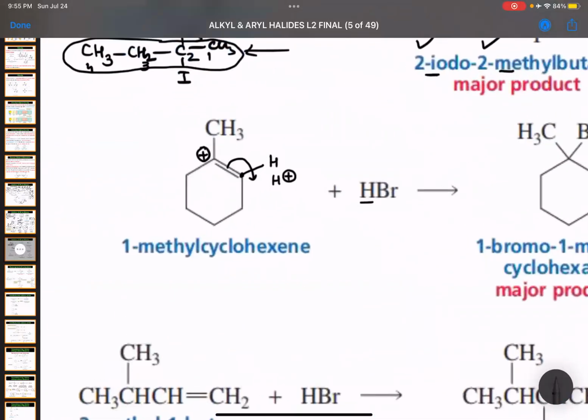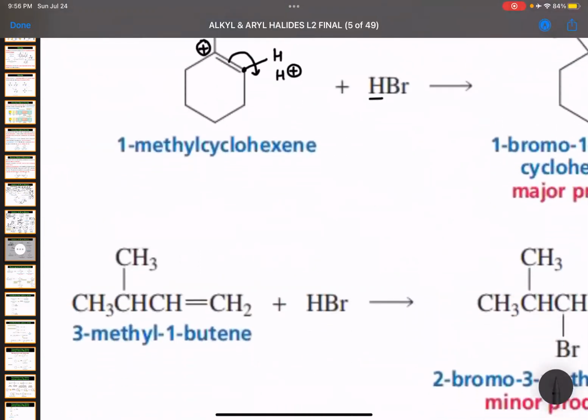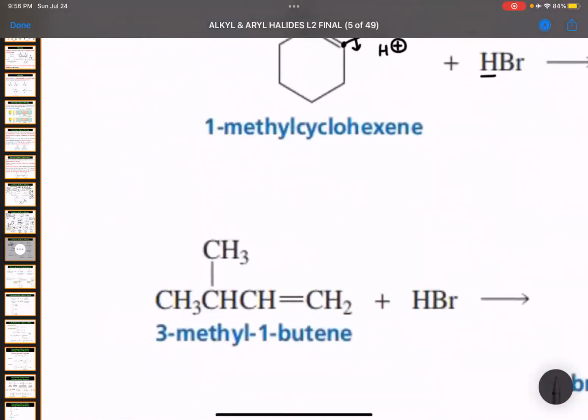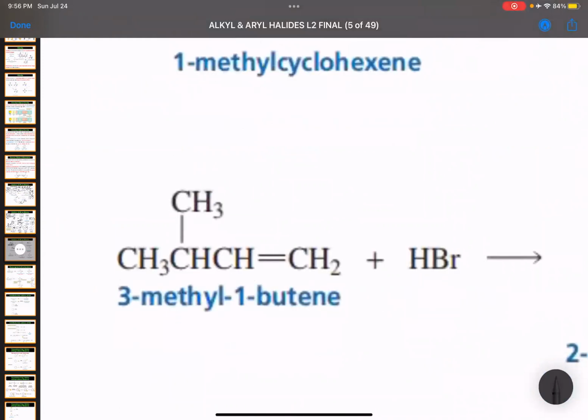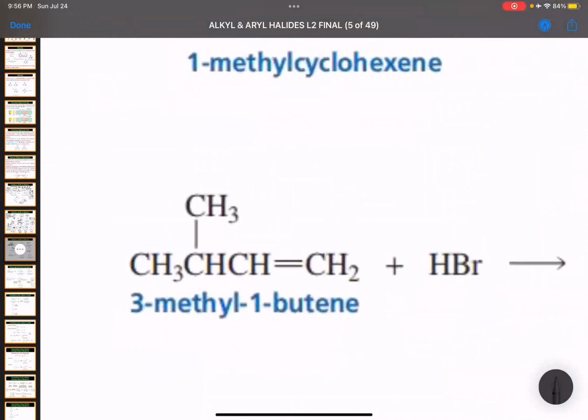Okay, so now tell me what is the major product of this reaction? This is a little bit tricky, you need to think. Who is going to tell? Just write the IUPAC name.